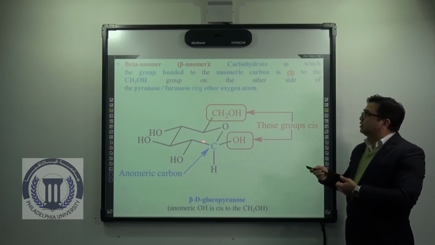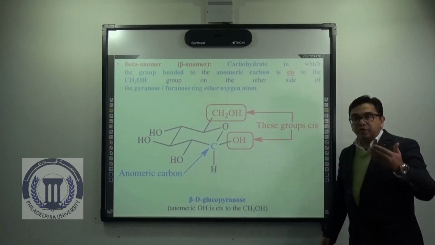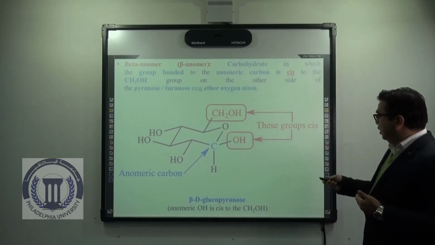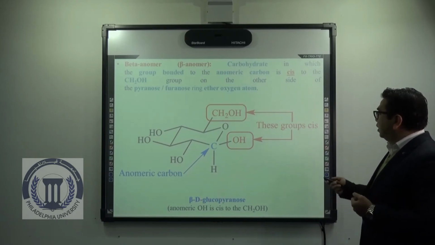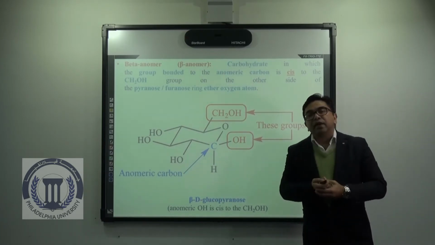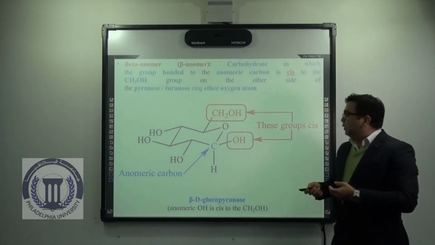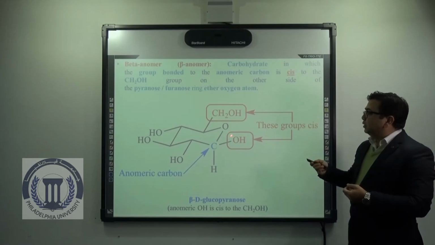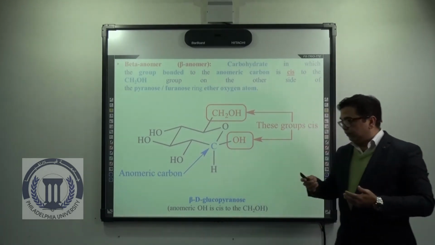And here the ring system is pyranose ring system, but sometimes it could be furanose ring system as well. And the example given here is beta D glucopyranose. So similarly, if you get a glycoside from the beta anomer, that means the glycoside name will be beta glycoside.